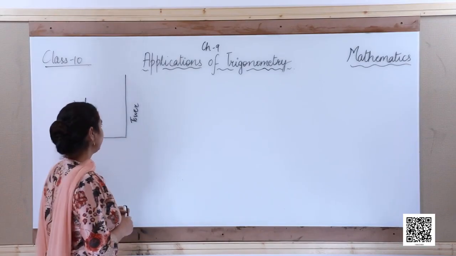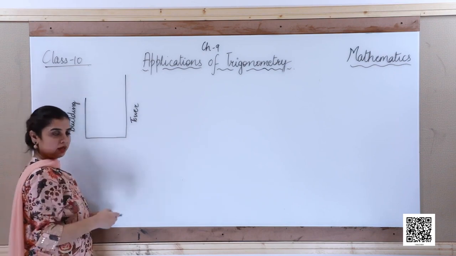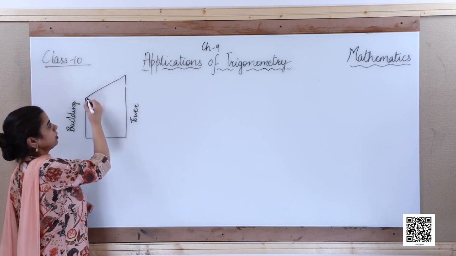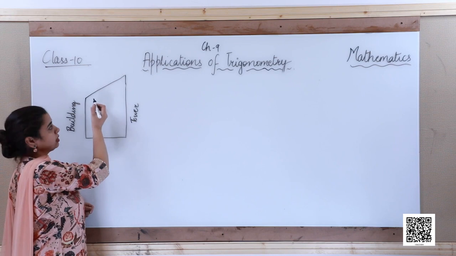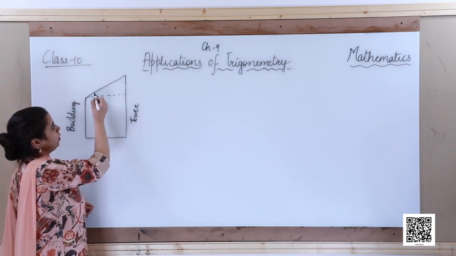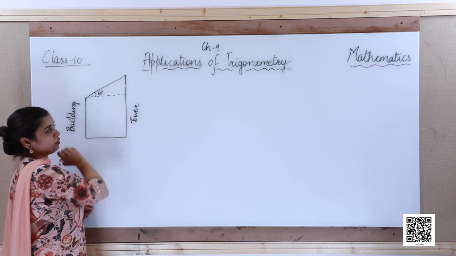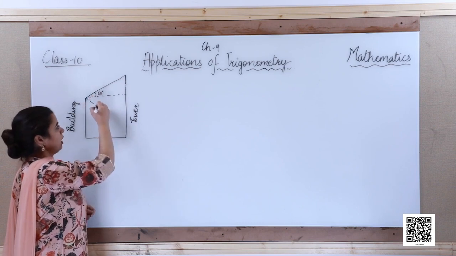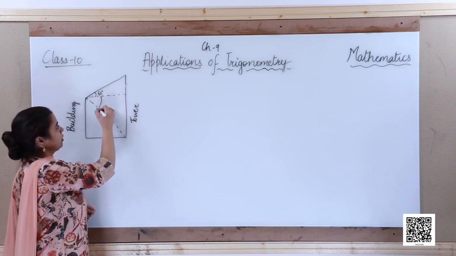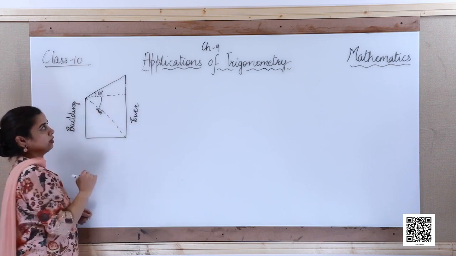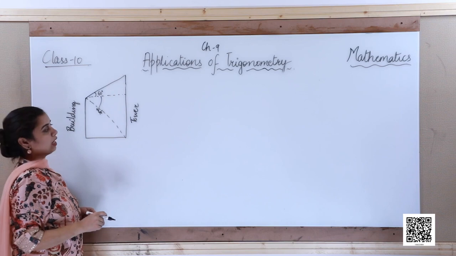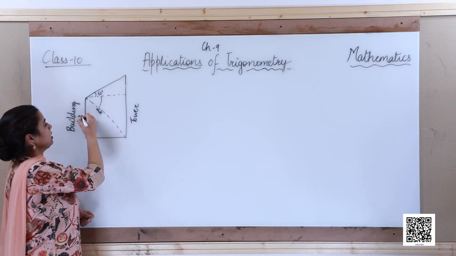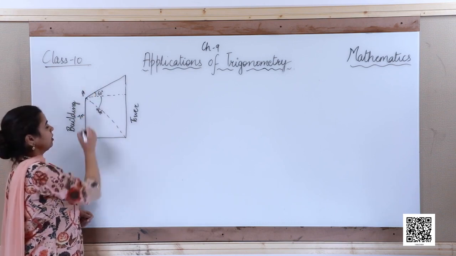So children, here we are given two things. One is the building, another is the tower. From the top of the building, the angle of elevation of the top of the tower is 60 degree. So when I say the angle of elevation is 60 degree, I have to consider it with regard to the horizontal line. So this is the angle of elevation, which is 60 degree. And the angle of depression of the bottom of the tower is also given, and that is 45 degree. So this is 45 degree, this is 60 degree and this is 45 degree. We have to find the height of the tower when it is given that the height of the building is 7 meters. So let us name these points.